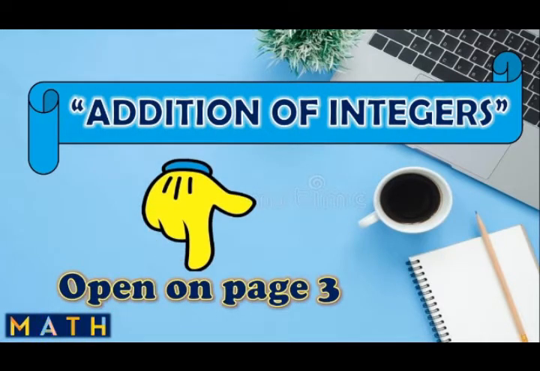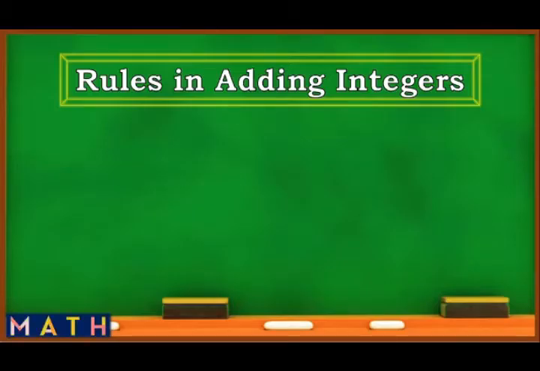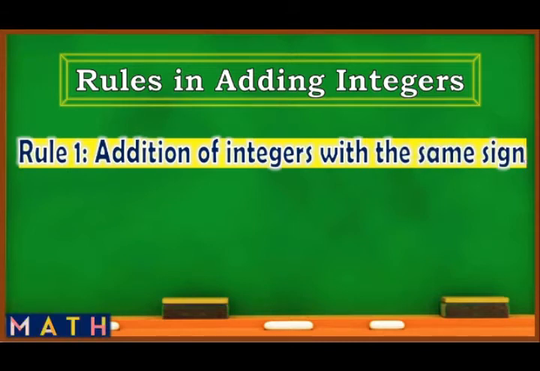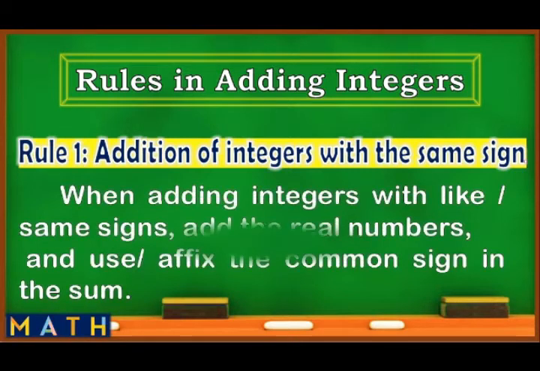It is all about addition of integers. What are the rules when we add integers? Well, you have to pay attention to these mathematical concepts. Now here are the 3 rules in adding integers. In rule number 1, remember, addition of integers with the same sign. When adding integers with like or same signs, add the real numbers and use or affix the common sign in the sum.